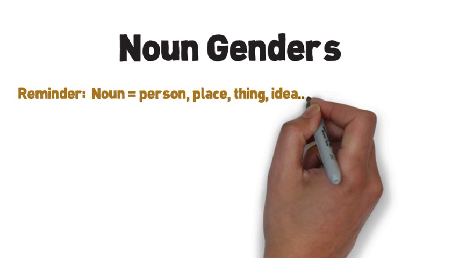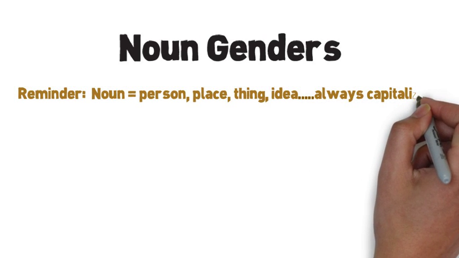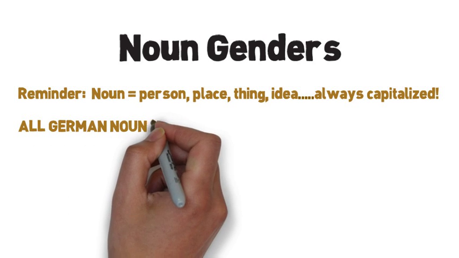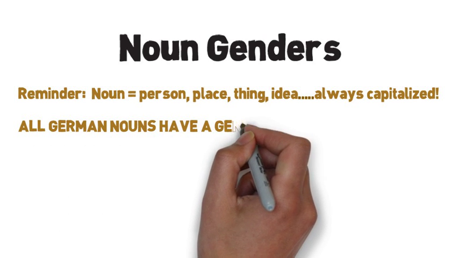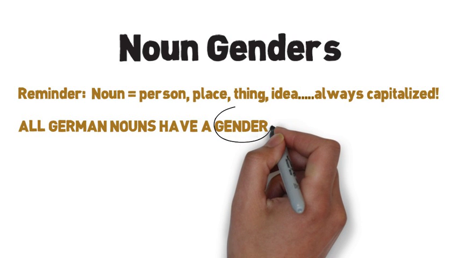In English, we are accustomed to people and animals having genders. You refer to a woman as she, and to a man as he, and if your dog is a boy, then he's a he, but if she's a girl, then she's a she. What makes German a little bit tricky for English speakers is that every single noun, not just the people, has a gender.